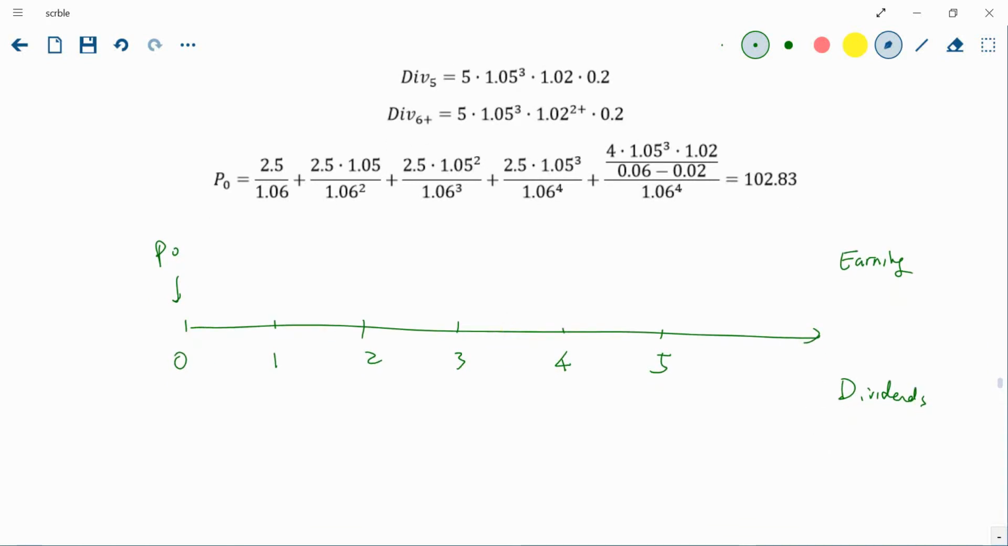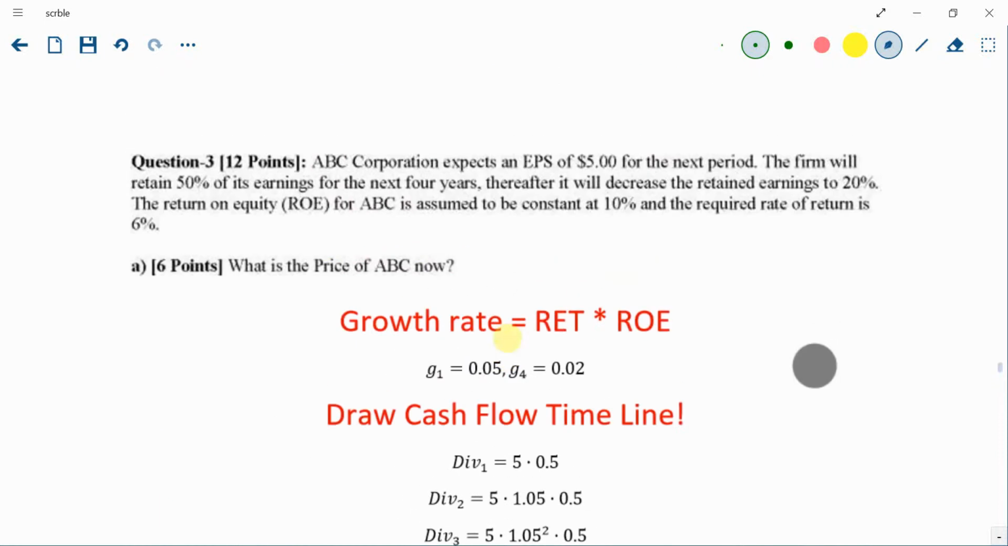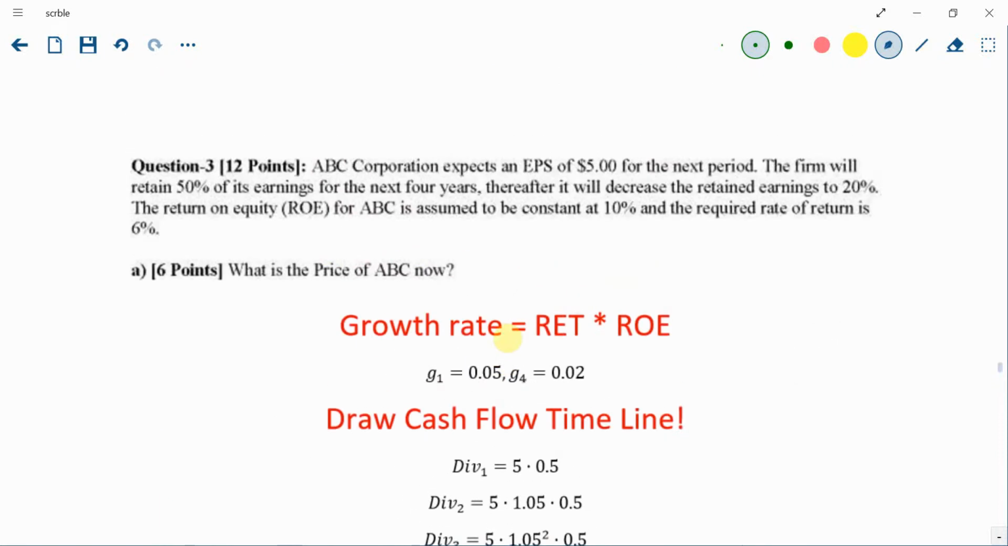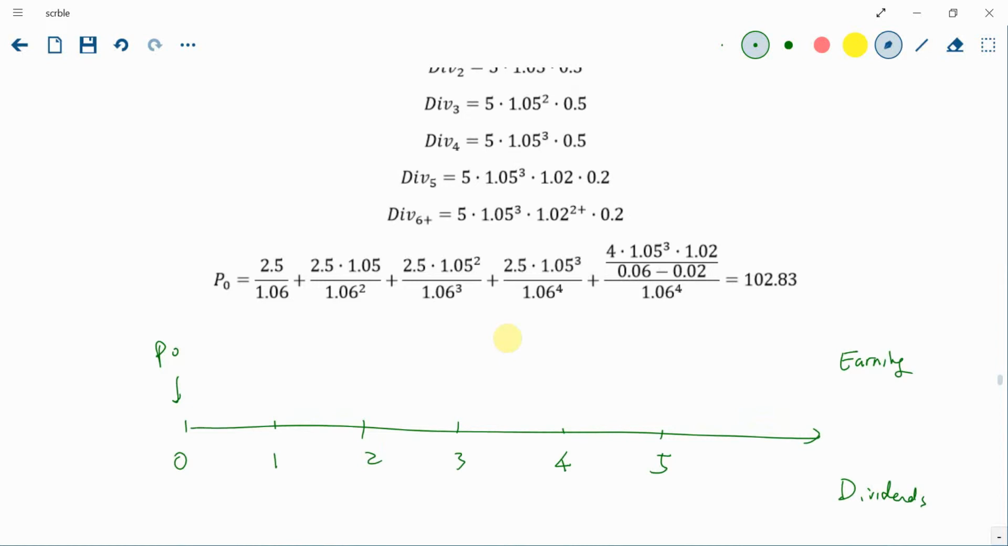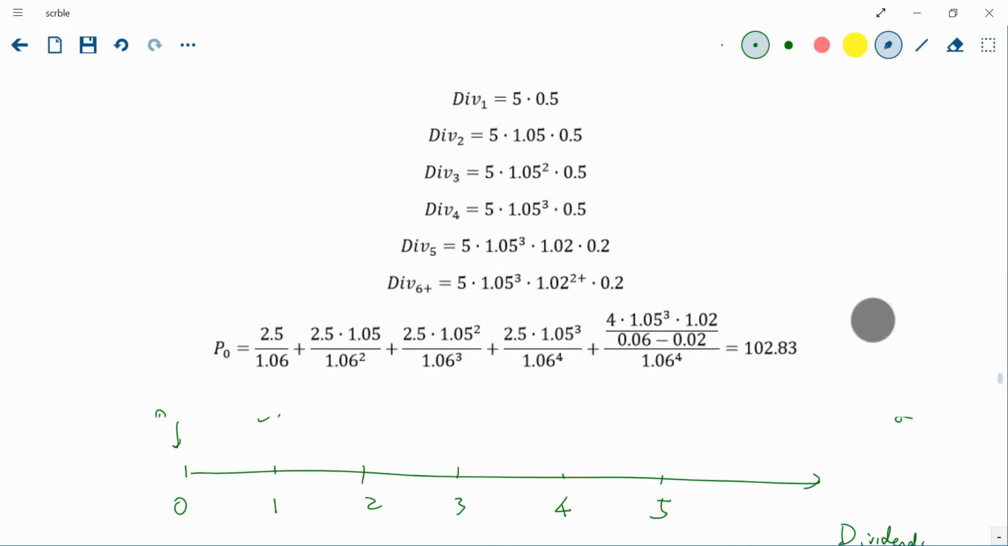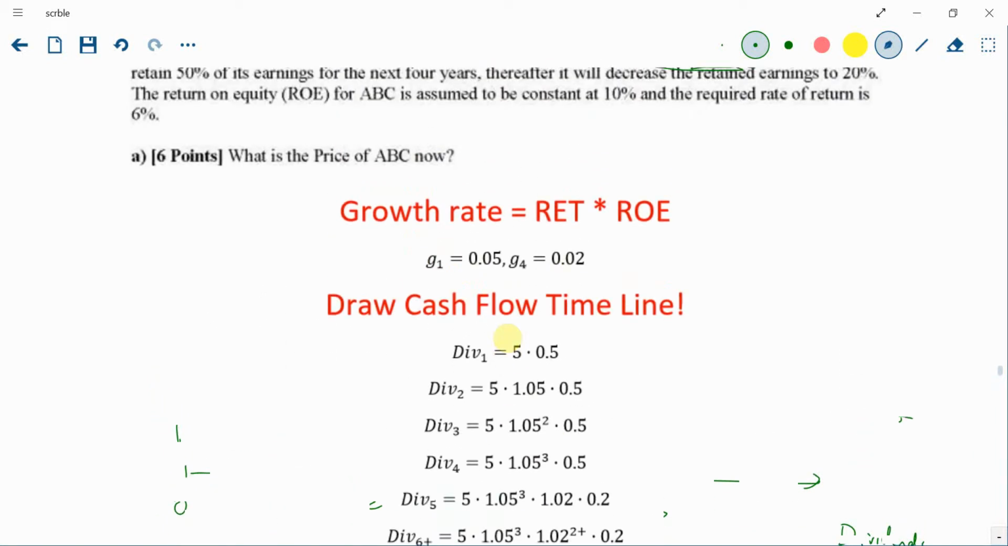To start with, the earnings per share in the next period is $5. Here you need to read this carefully. It's the next period that the earning is $5. So the earning here is $5. And then we have the growth rate formula. The growth rate is the growth rate of the earnings. So we use this formula.